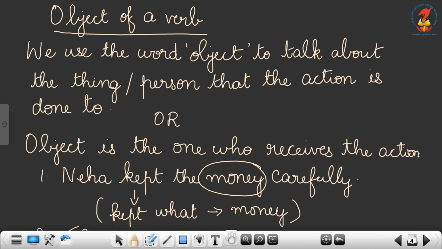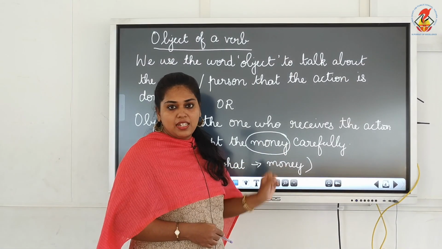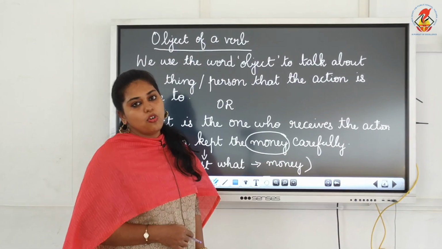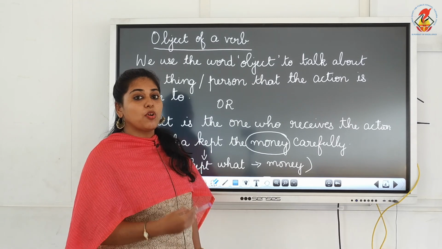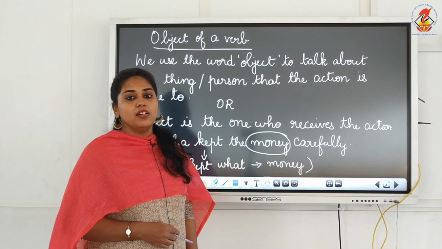Neha kept the money carefully. What is the subject here? Yes, Neha is the subject. What did she do? She kept the money. So kept is the verb, right? Here kept is the verb. What did she keep? She kept the money. So money is the object. It speaks about what she kept. So here money is the object.